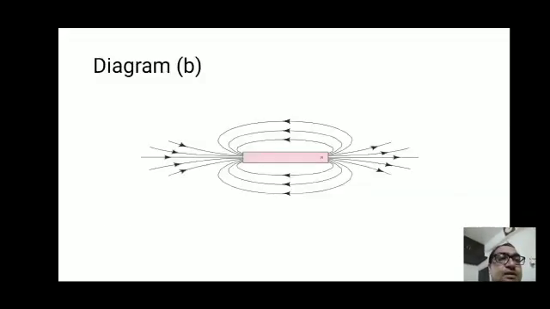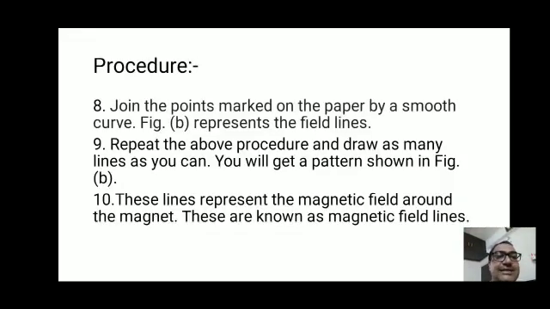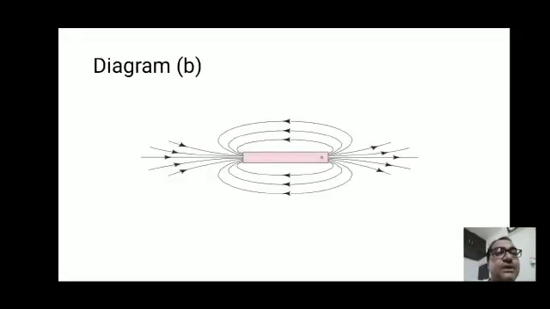So here we will get this type of pattern. And the last point of this activity is that these lines represent the magnetic field around the magnet. These are known as the magnetic field lines. So students, these are the magnetic field lines we can draw with the help of the compass. So you can see this one.